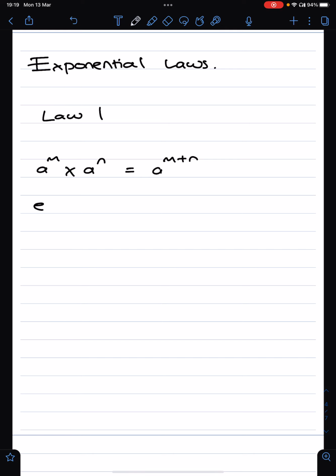Let's give an example. If I have 3 to the power of 3 times by 3 to the power of 5, the answer to this will then be 3 to the power of 3 plus 5, which is the same as saying 3 to the power of 8. Over here we have the same bases, different exponents, and because of the multiplication, the exponents simply add. Let's go to law 2.